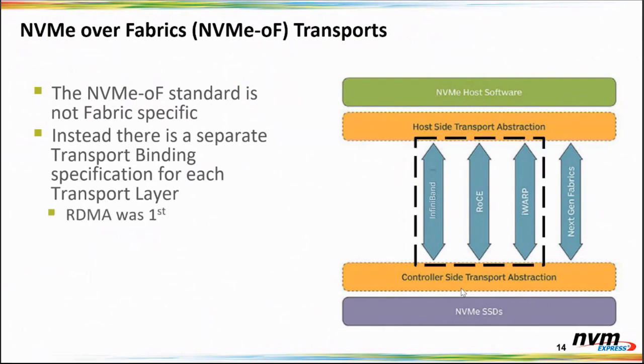The first transport binding spec was for RDMA, and you can notice that this is not even tied to one wire protocol either. So the RDMA transport binding spec can be either InfiniBand or Ethernet, and actually two different protocols on Ethernet with RoCE and iWARP. So very unique standard from the perspective that it defines how the data is organized and verified across the network and all those kind of typical storage functions, but it doesn't care what the transport or the wire that it runs on.